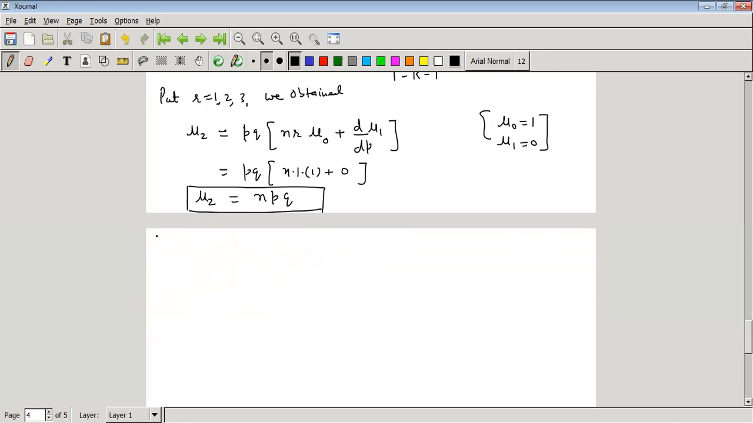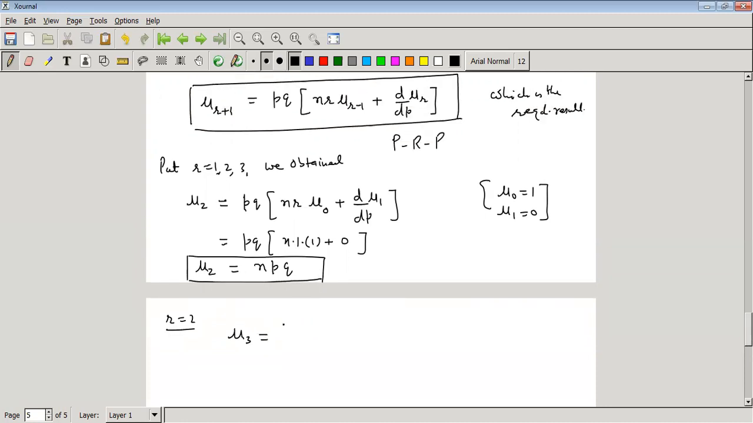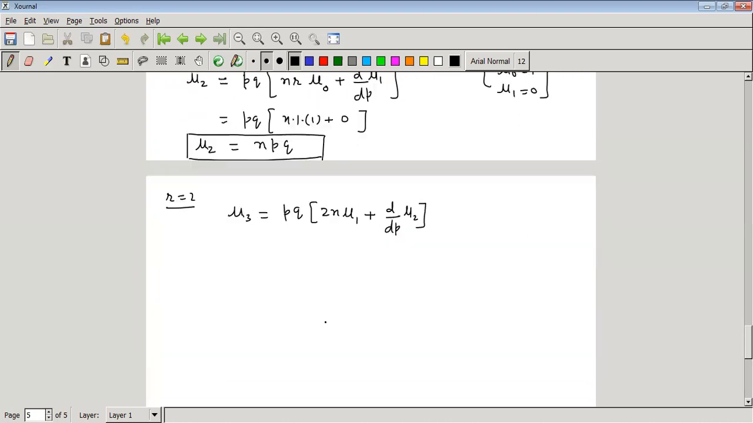So similarly, if we put r equal to 2, then we get mu 3. Mu 3 is equal to pq into, and r equal to 2, so it becomes 2n mu 1 plus d by dp of mu 2. So mu 1 is equal to 0. So pq, the first term becomes 0 plus d by dp of mu 2. Mu 2 is npq. This we have already found.